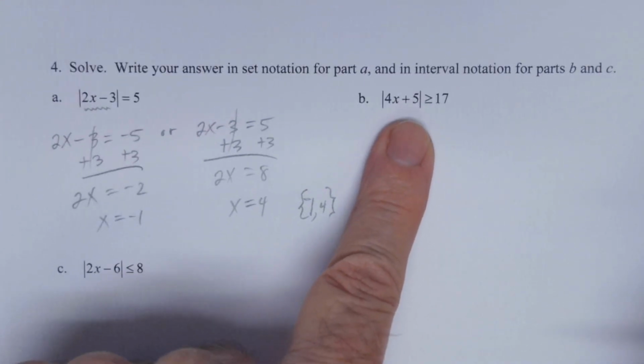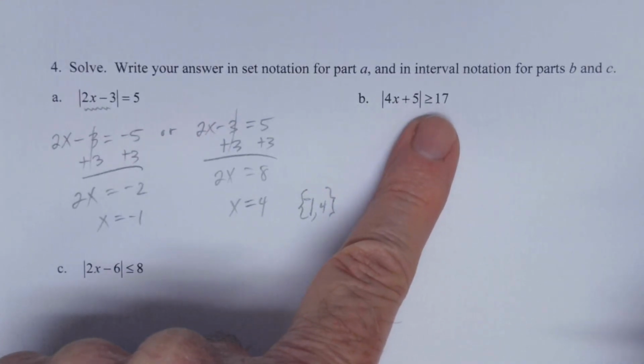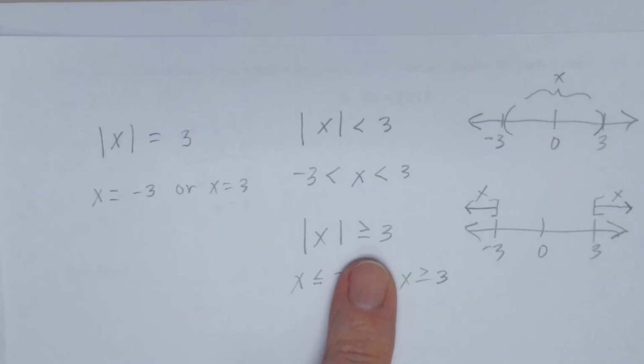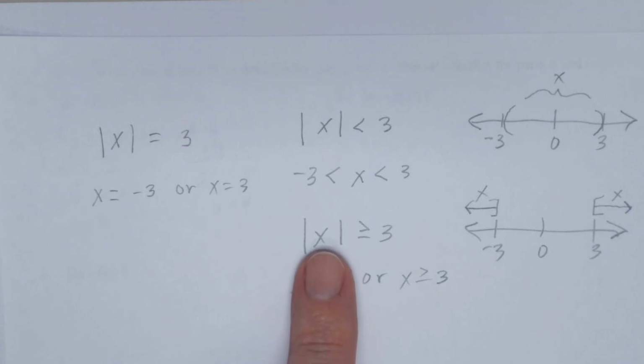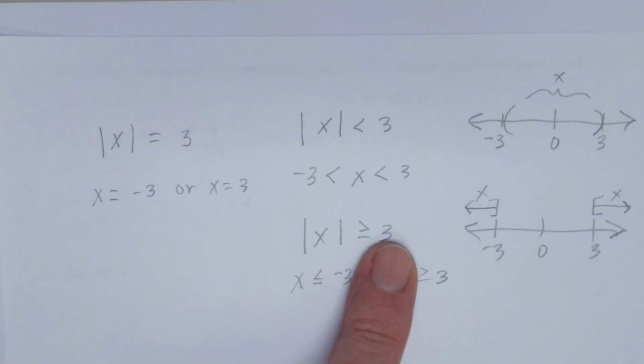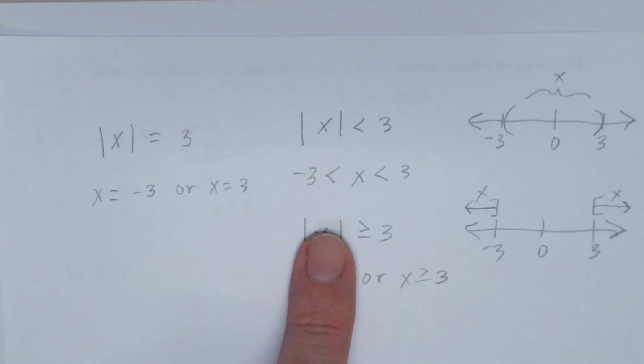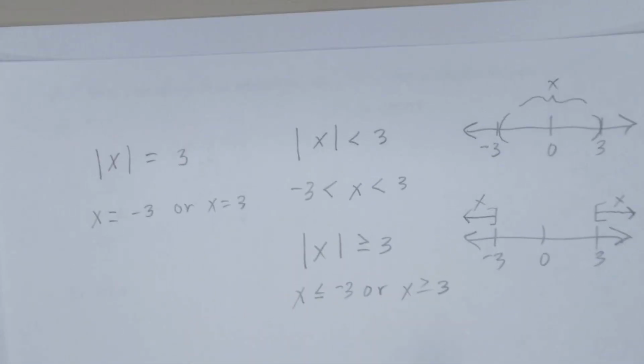So over here, this is the greater than or equal case. That's this case here. And so we're going to take whatever's in here, and we're going to set it less than or equal to the opposite of this number, the negative, and then the other part will say whatever's in here is greater or equal to 3.